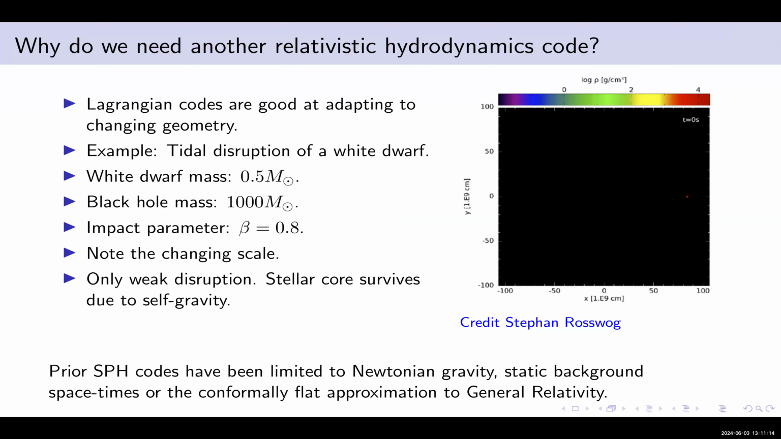As I also mentioned earlier, advanced codes are good at adapting to changing geometries. So I'm going to show you a little movie of a simulation that my collaborator made, not using full GR, but just Newtonian gravity, of a white dwarf around a black hole, where the white dwarf gets tidally disrupted, or partially tidally disrupted, actually. So there's a stellar core surviving. Let me just see. Oh, that's the wrong one.